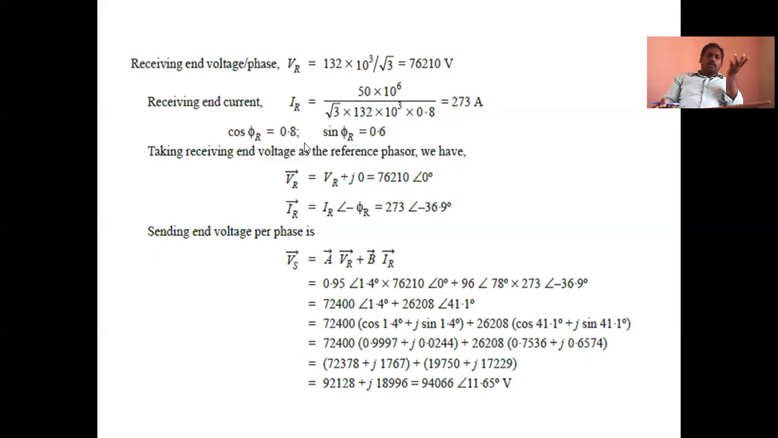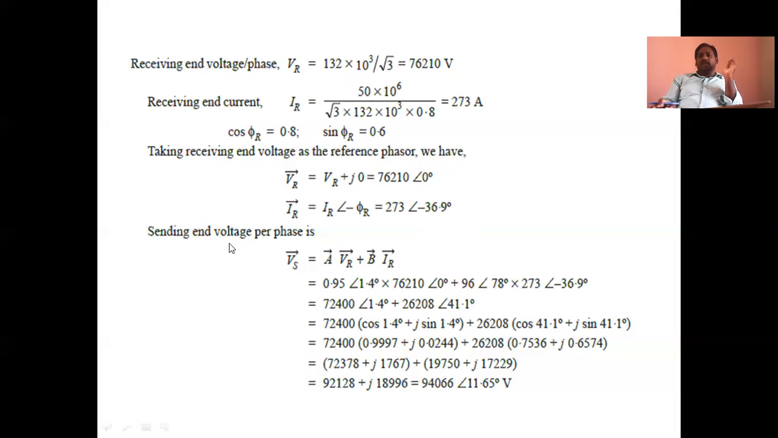Cos phi R is given as 0.8, from that sin phi R is equal to 0.6, because the cos inverse of 0.8 gives phi R equal to 36.9 degrees, and sin of 36.9 is 0.6. Taking the receiving end voltage as the reference phasor, we have VR bar equal to VR plus j0. That's why the VR value is 76,210 at an angle 0. Then IR bar is equal to IR at an angle of minus phi R. That's why 273 at an angle of minus 36.9 degrees. It is minus because the current is lagging.